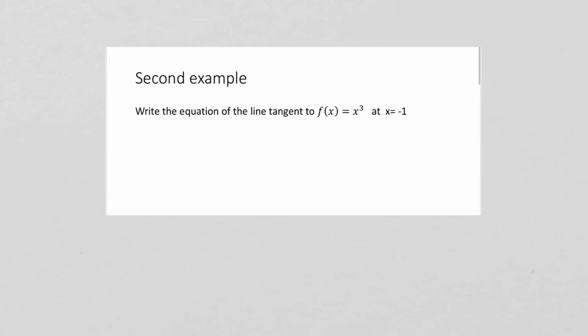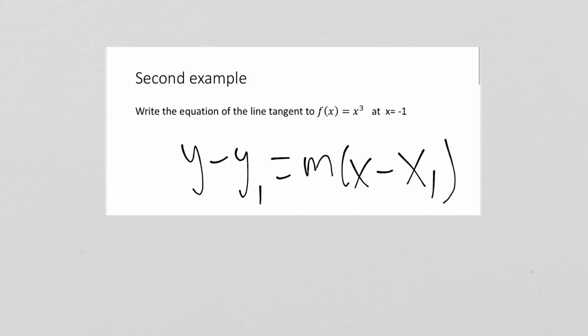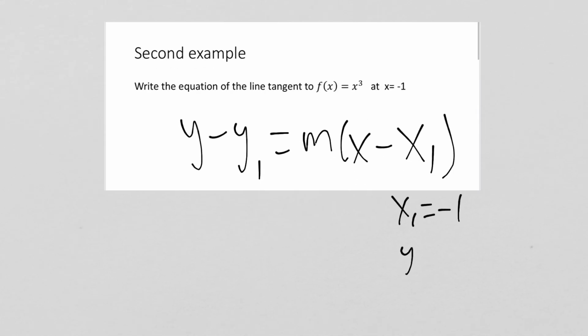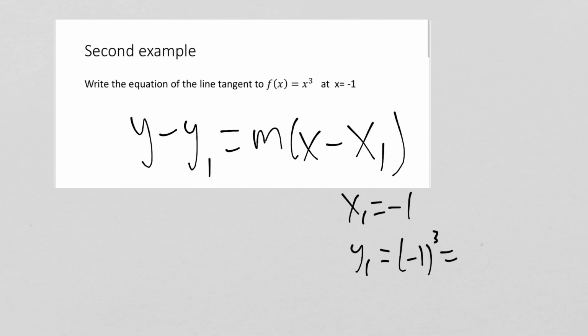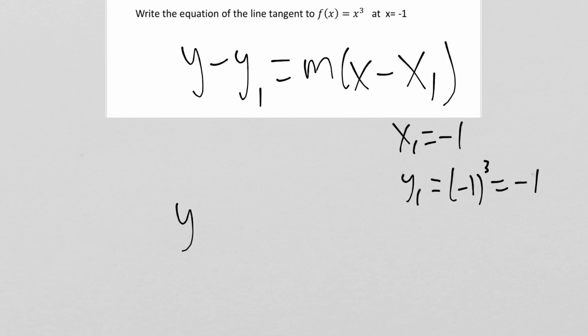Okay. So let's do another one. Let's do x cubed at x equals negative 1. So again, we're going to write y minus y1 equals m times x minus x1. All right, what is x1? x1 is equal to negative 1. y1 is going to be equal to negative 1 cubed, which is also negative 1. So we have y minus negative 1, which is plus 1, equals m times x minus negative 1, which is plus 1.